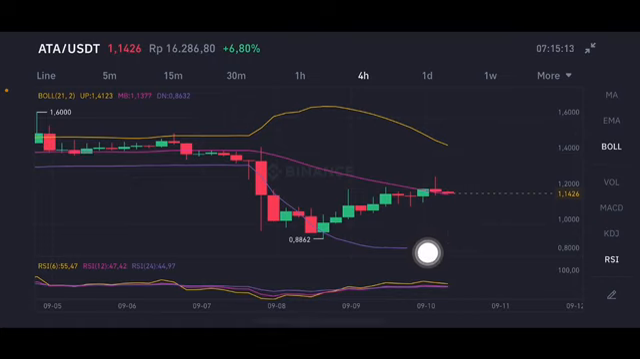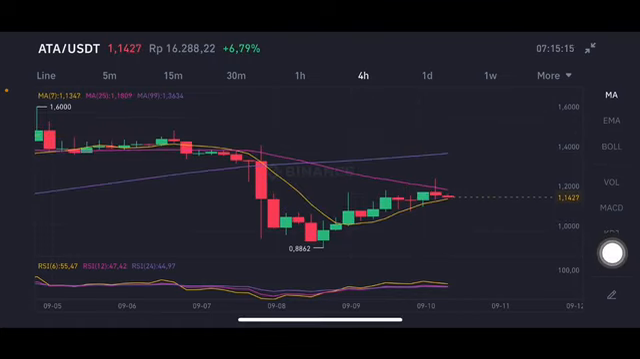Next move, we're gonna see the moving average. Basically, the price is already above the moving average 7, but I think it's trying to go down again to the moving average 7 at 1.1347 US dollar. If they can go up, go to the pink side here, moving average 25 at 1.1809 US dollar right here, and push again to the moving average 99 at 1.3634 US dollar.